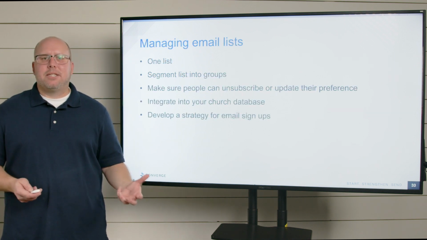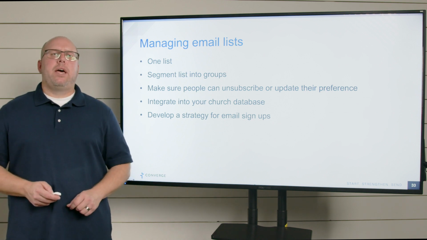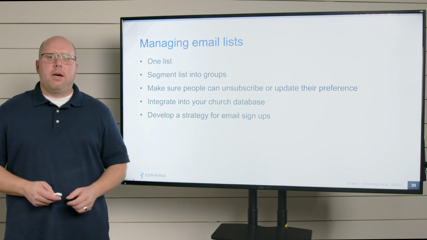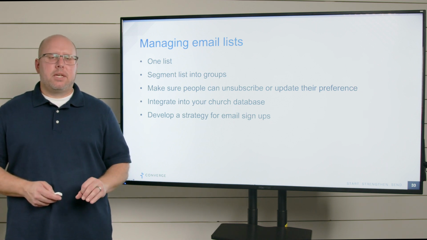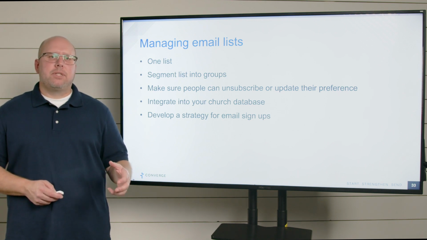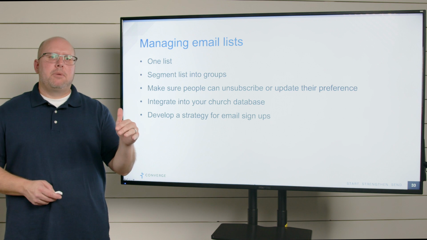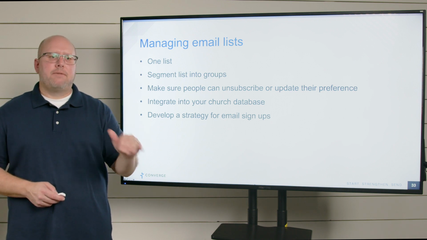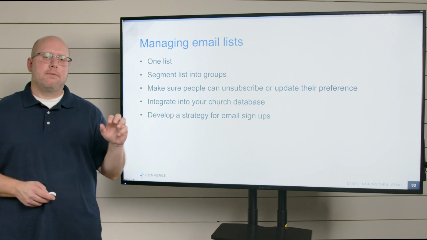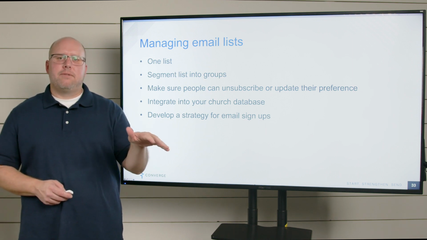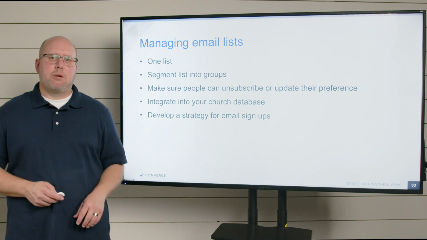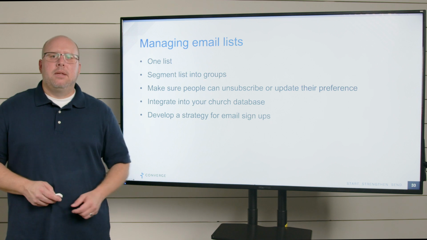Managing email lists, that's an important thing. And so what I would try to do is try and have one list. You want to segment that list into groups. So you might have in MailChimp, for example, one list, maybe the list name is Harvest Community Church, and then you have different groups underneath that. Maybe you have people who are in the group of parents of youth, or maybe you break your children's ministries down into different ages, or maybe you have small groups or something like that.